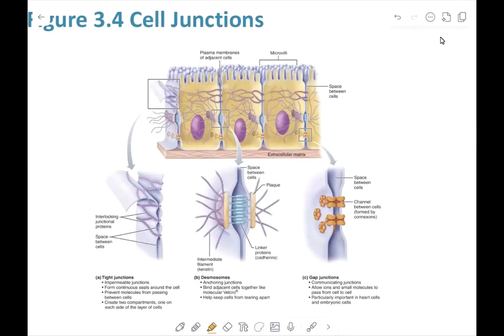There are three different types, and you should know where they're found. So we have tight junctions, desmosomes, and gap junctions. Now, all three of them are not going to be found in one cell. This is just showing you this because it wants to have them all in one graphic, but we need to know the purpose of them and where they're found.